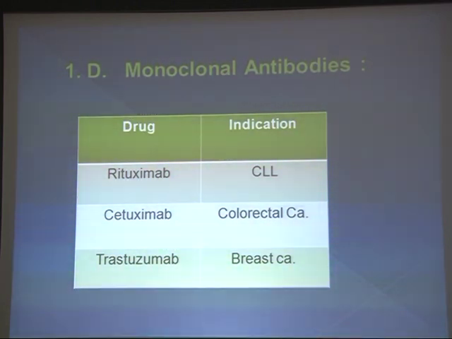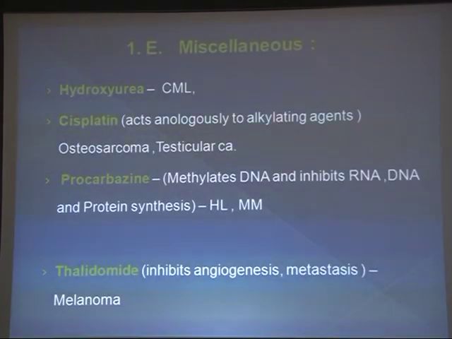So what are monoclonal antibodies supposed to do? They are supposed to act on the specific receptors which are present specifically on the tumor cells, and so they will inhibit only the tumor cells and not inhibit the normal cells as such. Which are the drugs which are there? Let us see. The drugs are rituximab, indication chronic lymphoid leukemia, cetuximab, colorectal carcinoma, trastuzumab, that is in the case of breast carcinoma. So this particular concept of developing monoclonal antibodies for the specific cancer cells is rapidly growing.